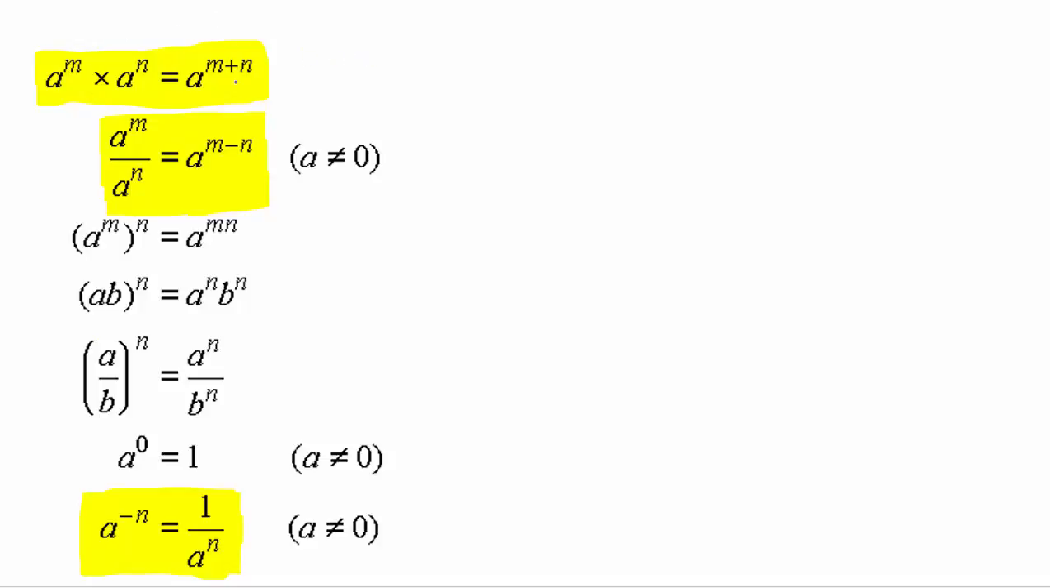What the first law that I have highlighted here says is that if I take two like bases, so the base would be the number that's being raised to some sort of power. In this case, x would be the base. And I'm multiplying two like bases together. What I can do is I can add the exponents to write this as a single expression. So this would be x to the 3 plus 2, which is equal to x to the 5th.